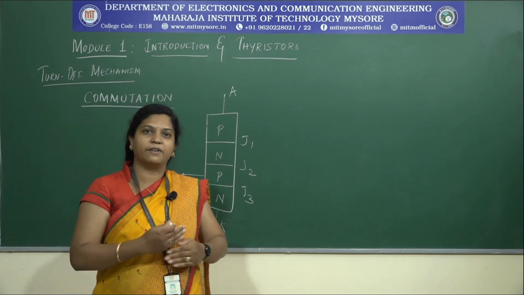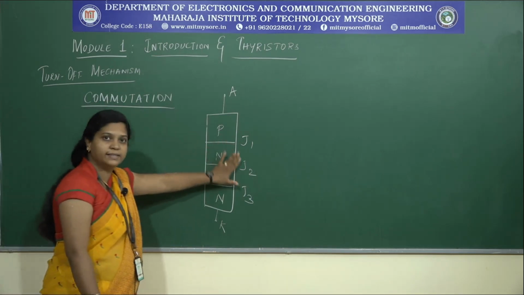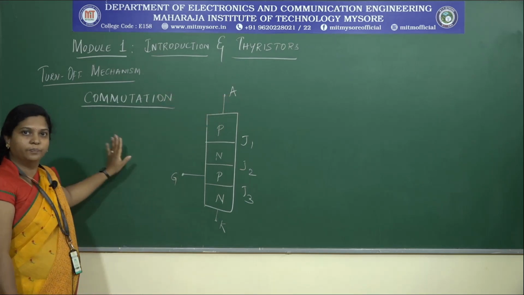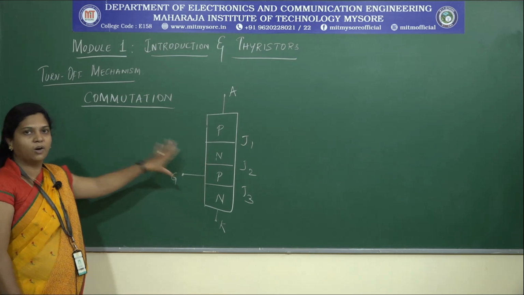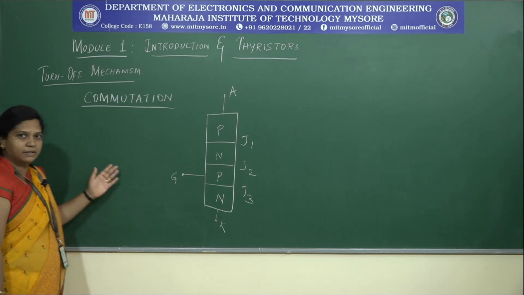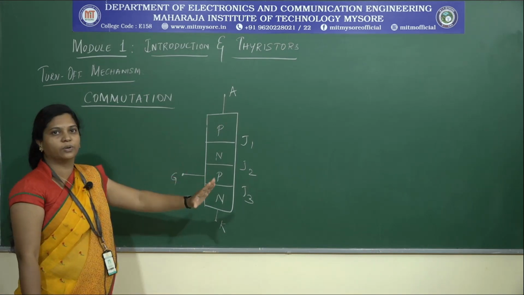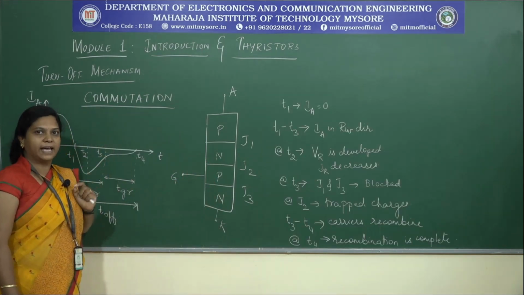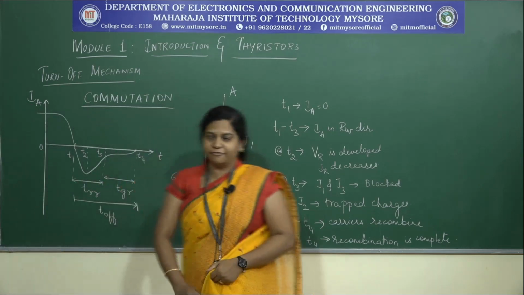Before classifying the commutation process, let us understand how this four-layered device thyristor is going to go to its off state, the general process of how it goes to its off state. We will see the different waveforms, and according to the waveforms, let us analyze how it goes to its off state. In order to understand the turn off mechanism in a better way, we need to understand the graph.